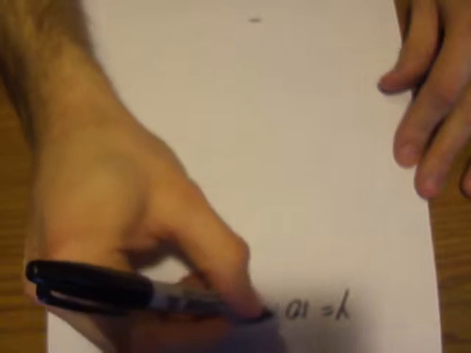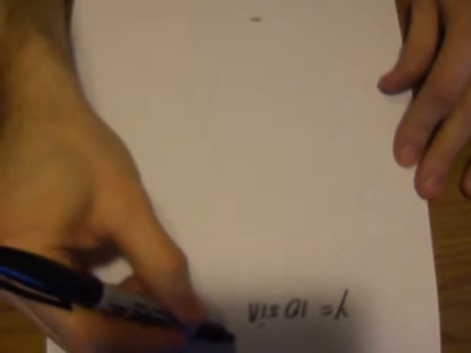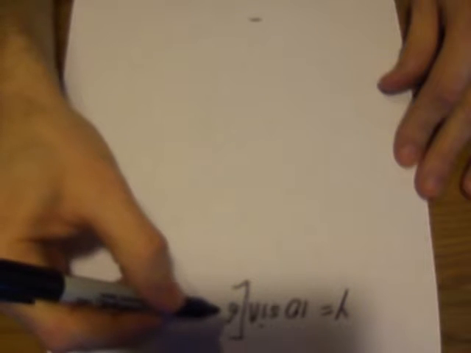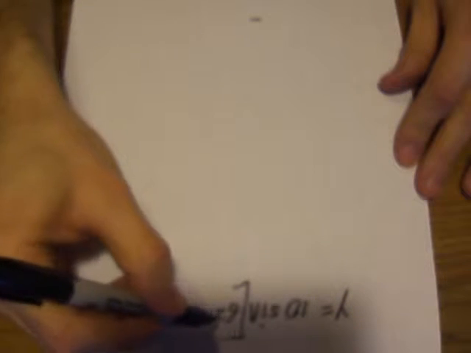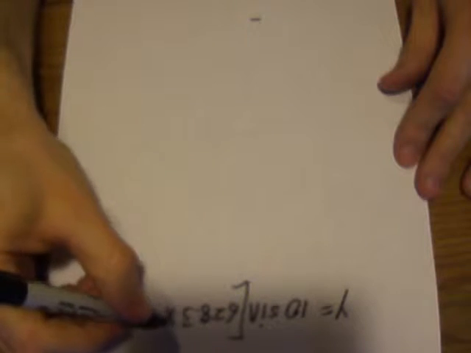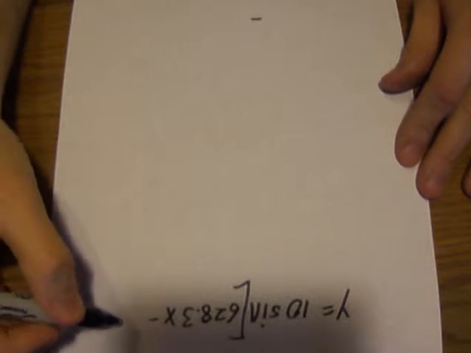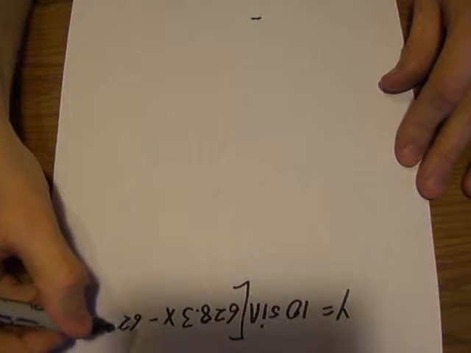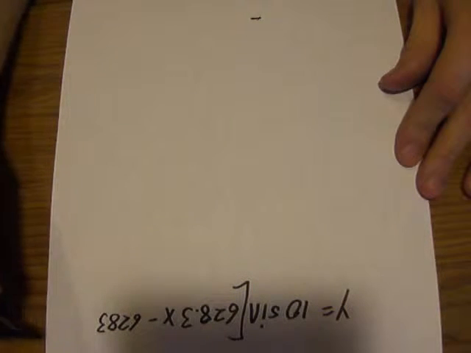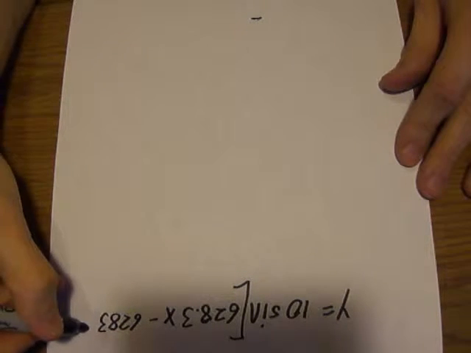Okay, so the equation we're given is y equals 10 times sine of 628.3x minus 6,283 times t.